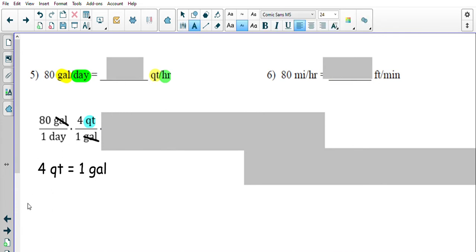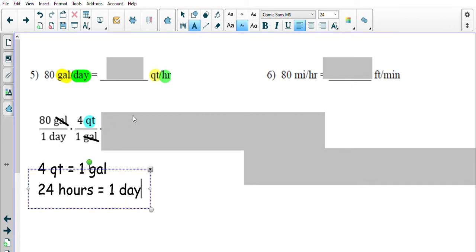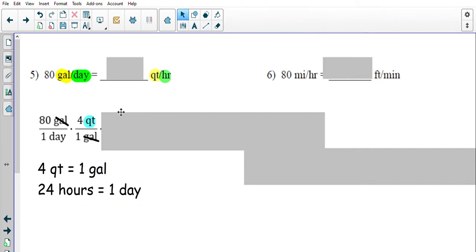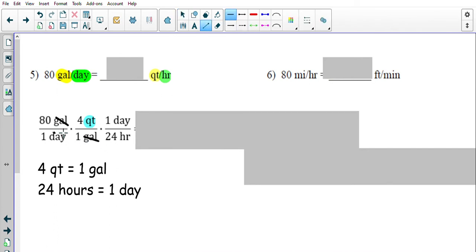So of course we need to know that there are 24 hours in 1 day. Since days is on the bottom, I want my 1 day on the top here. So 1 day is 24 hours. Cross off day. We're going to be left with hours. So we're going to be left with quarts per hour, which is exactly what I want. So keep double checking that.